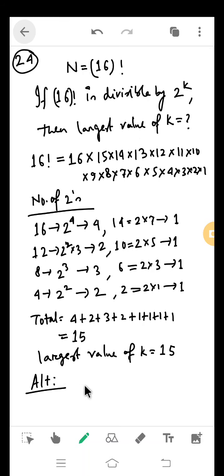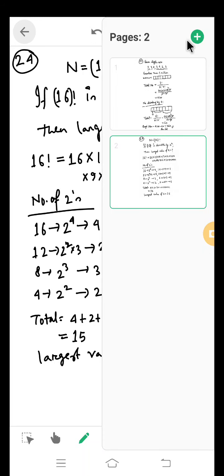So what is the alternate way? So that I will show you. So it's a very simple way. You can go for it. Just you have to know the process. Then you can go easily for it. Okay, now I will show you the process.